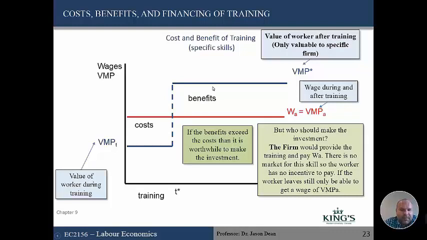If the worker leaves, then they're still only going to get this wage. So there's not really much of an incentive for them to leave. So this would make the most optimal sense, and this is what you would see happen given the assumptions of a competitive market, etc.